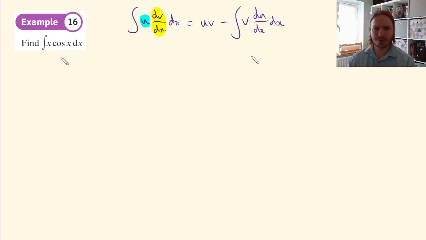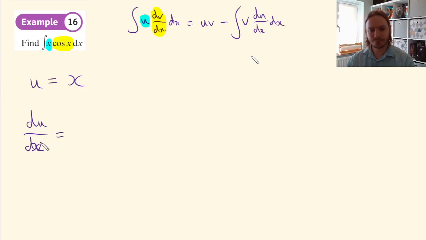And if you look at what's going on here, you can see straight away that this is a product of u and cos x. And it turns out, and you'll see exactly why in a second, that that is the right way around to label them up. So if we say u equals x, then we will want in a minute to find du by dx. In fact, we could just do that now. If I differentiate x, I get 1, so that's easy.